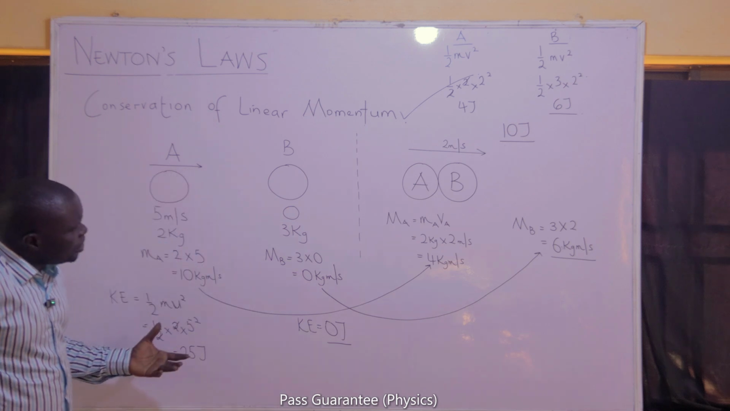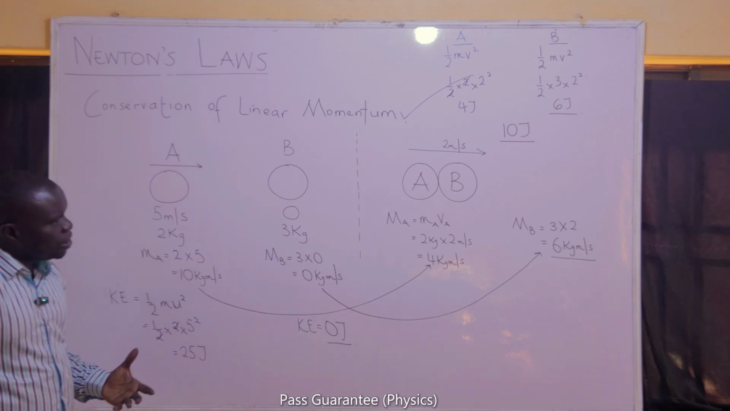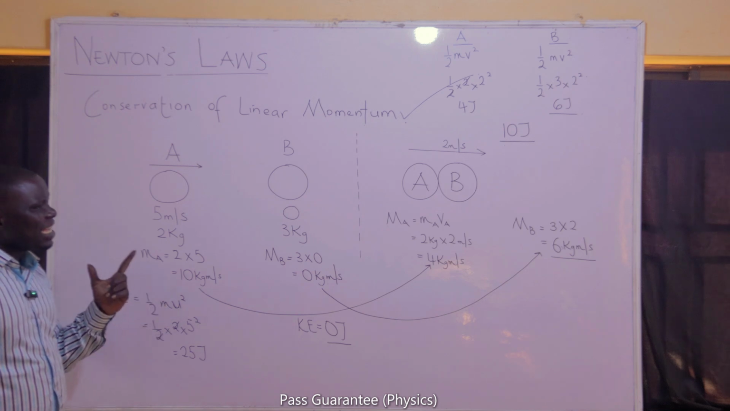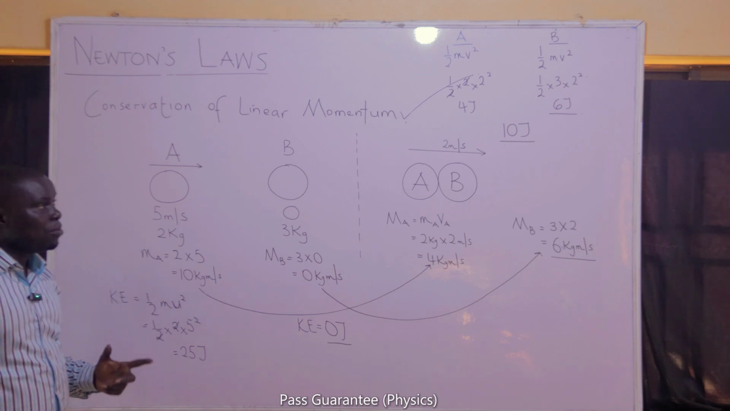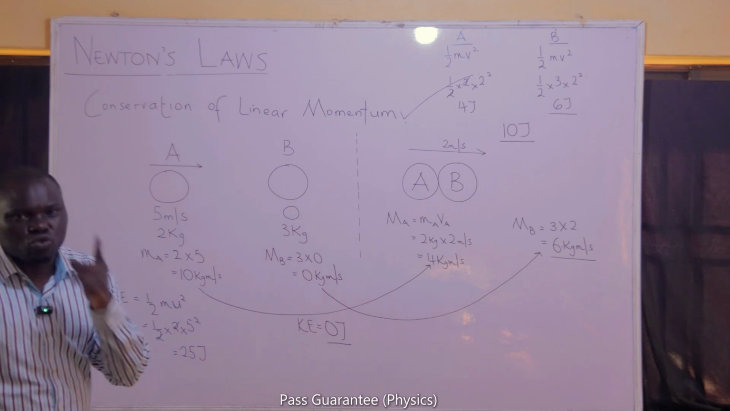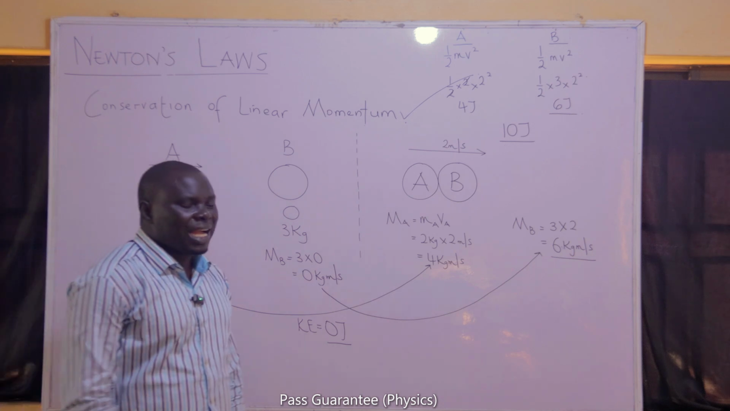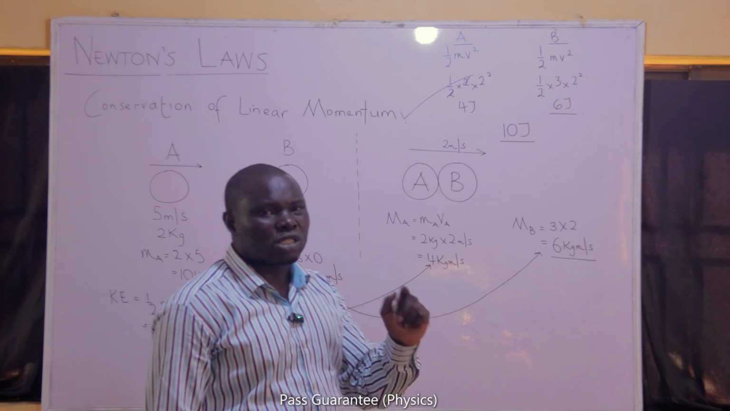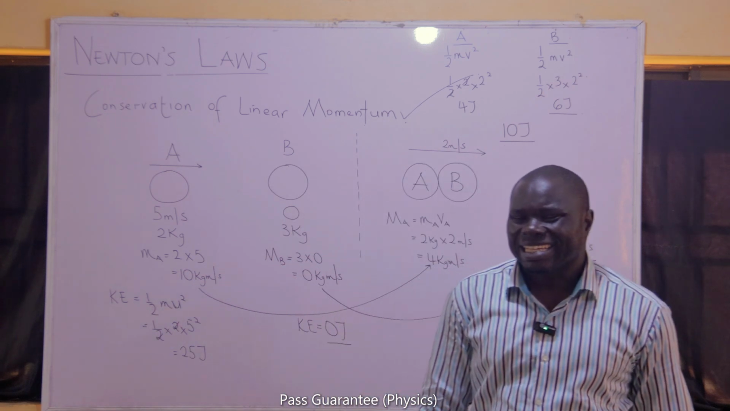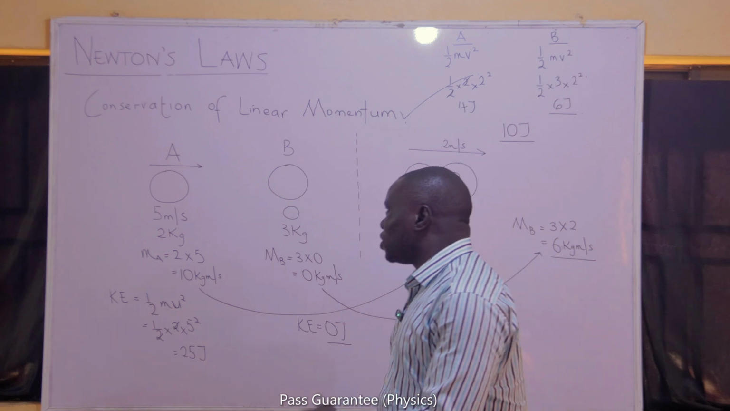Now, the reason why I've brought up this example is to show you that anytime two objects collide, their momentum must always be conserved. But that is not true of their kinetic energy. Kinetic energy is not always conserved anytime two objects collide.